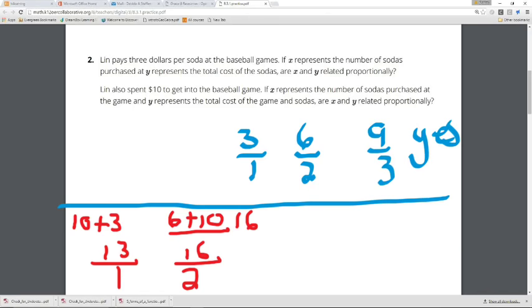Now let's see what happens when we do y divided by x. 13 divided by 1 is 13. And 16 divided by 2 is 8. Therefore, this is not a proportional relationship anymore, because I don't have a constant of proportionality anymore. I'm getting a different answer every single time that I do the y divided by the x. So the answer is no. Done.